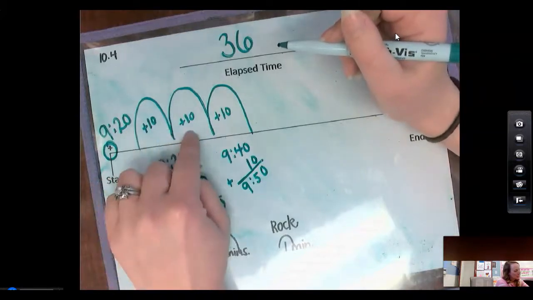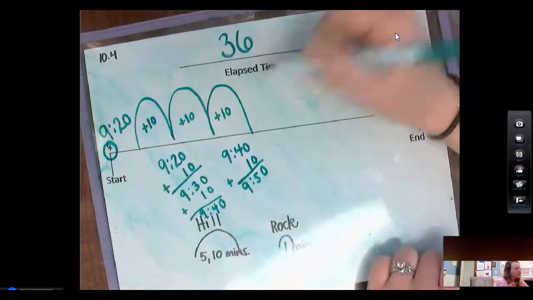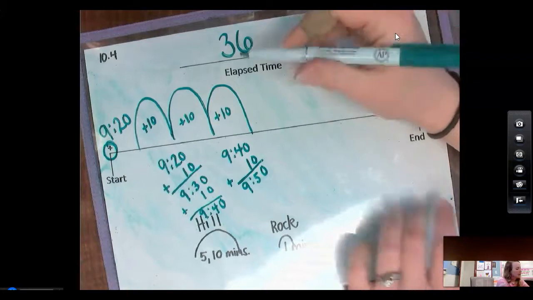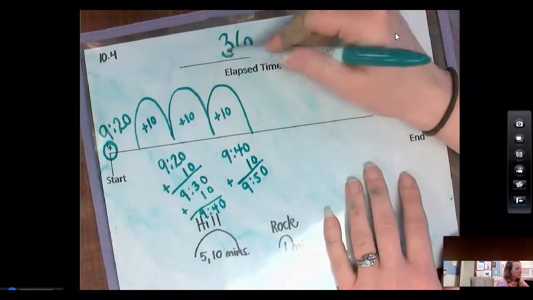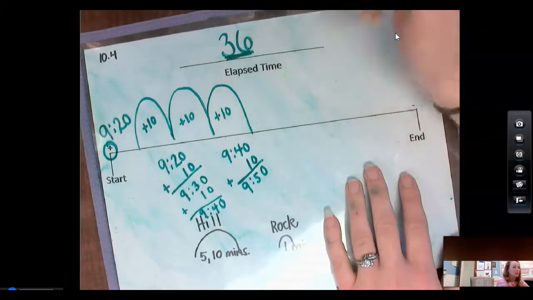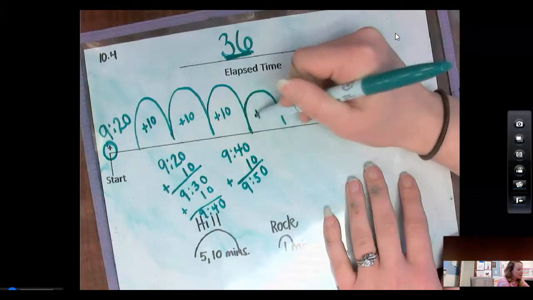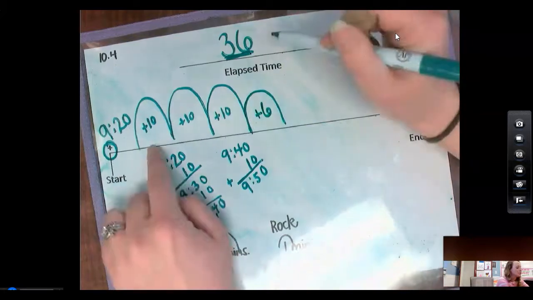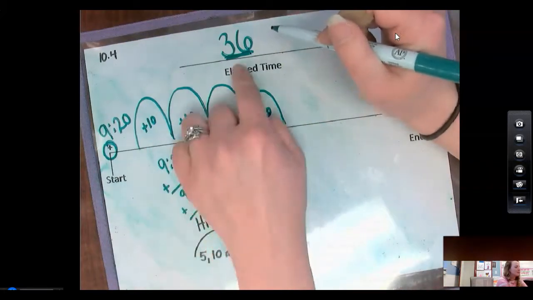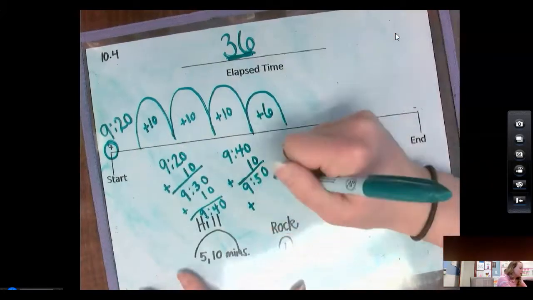10, 20, 30. If I'm at 30 minutes, let's think about this logically. If I'm at 30 minutes and I have to go to 36 minutes, how many more minutes do I need to go? If you said a plus 6, you're exactly right. We can do a plus 6 there. 10, 20, 30, 36. Let's do a plus 6.